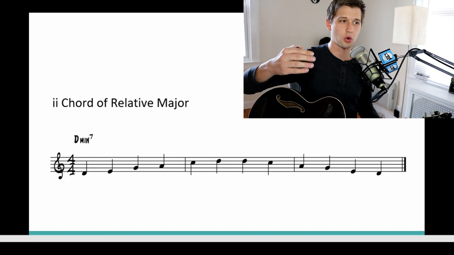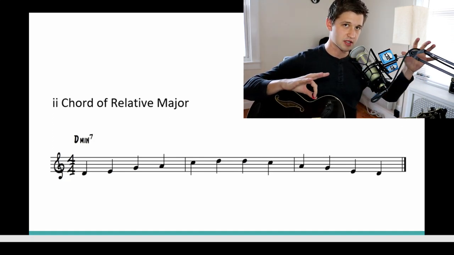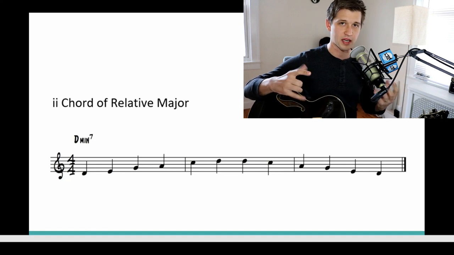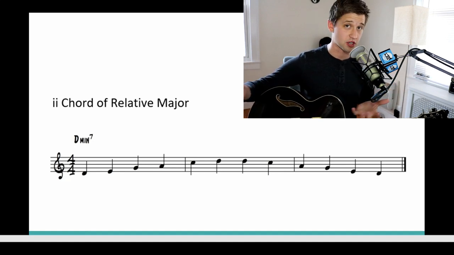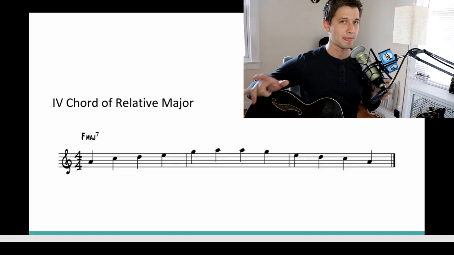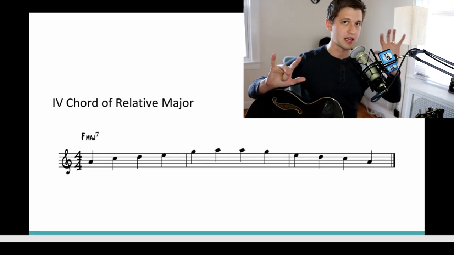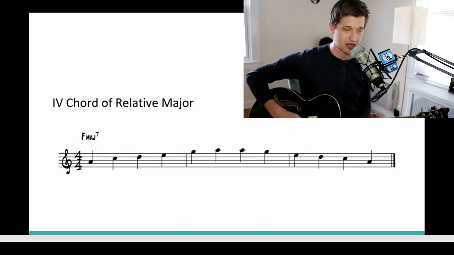Okay, so that's the two chord over the relative major. Over a D minor 7 in the key of concert C, we can play an A minor pentatonic, or if you will, a C major pentatonic. All right, the next choice we have is a four chord of the relative major. Again, if we're relating everything back to the key of concert C, what is the four chord in concert C major? That is F major.